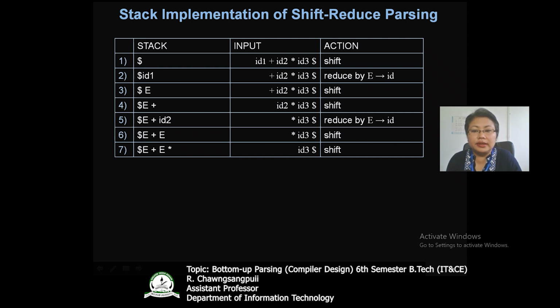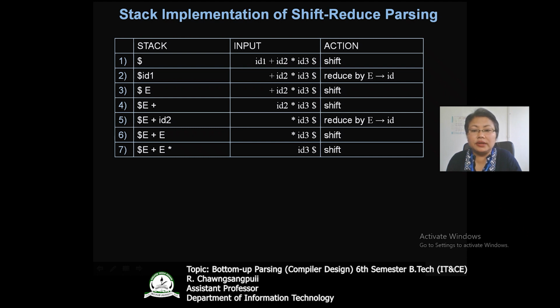And then what is the action that we can operate on this stack? That is the reduce action. We are going to reduce by E can have the form ID. So this ID1 can be replaced with the left side of the production, which is E, by the production rule E can have the form ID. Now our input string remains the same, which is plus ID2 into ID3, followed by the dollar, which is the end marker.